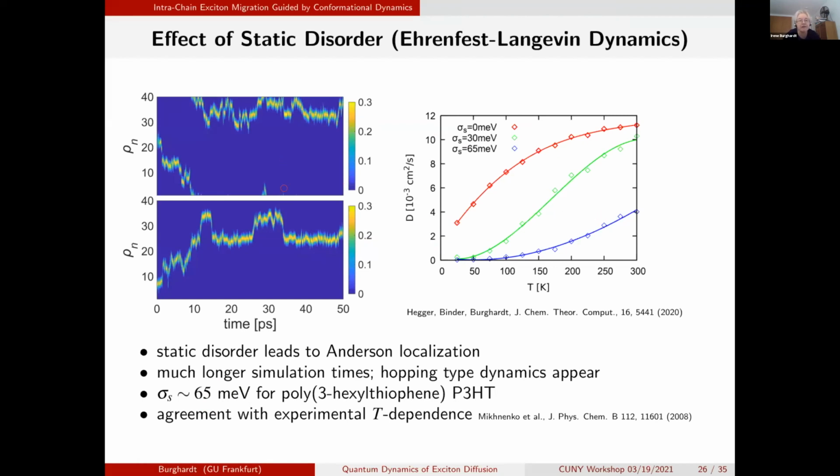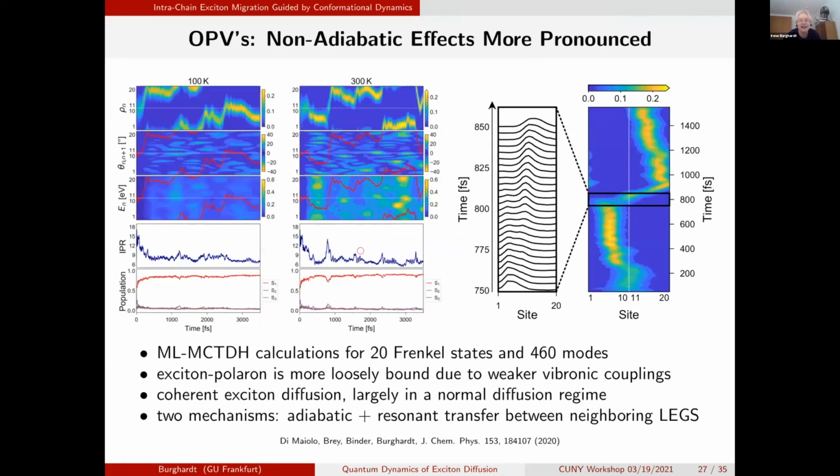Another important observation is that if you look at one realization here, due to the static disorder, we get Anderson localization, yeah? And so you see this in terms of these hopping type features that are now present in the Ehrenfest dynamics. Now I see that I should stop very soon from now. Let me just say a few more things very briefly.